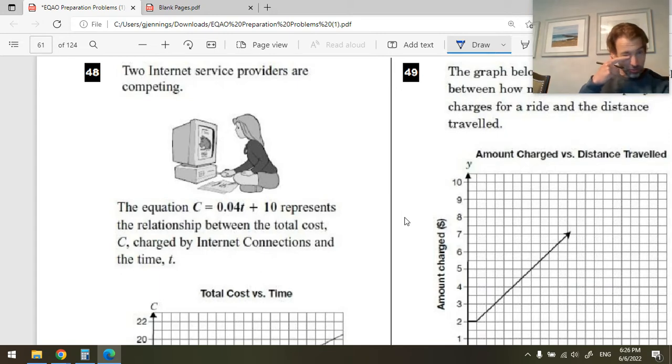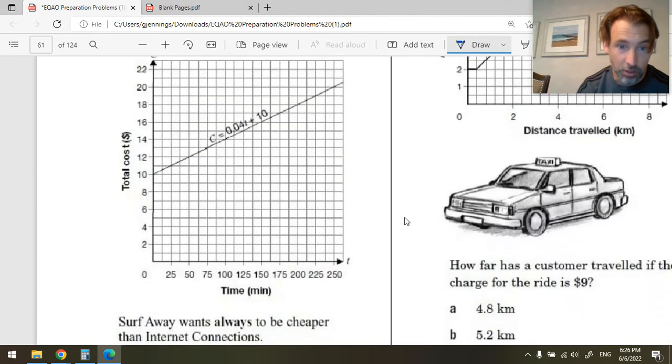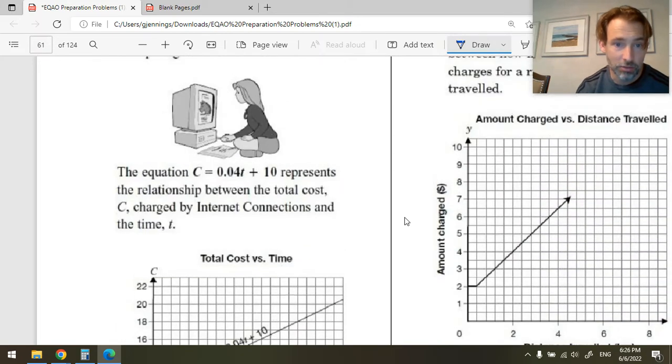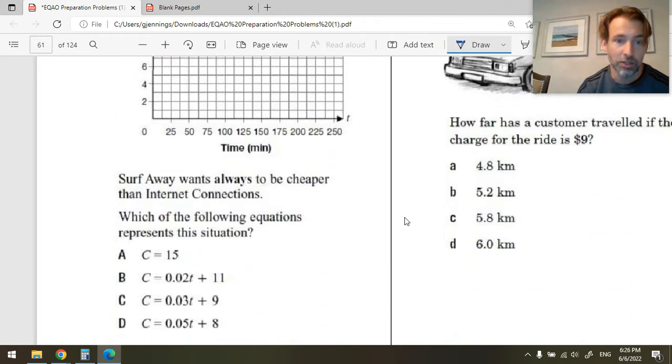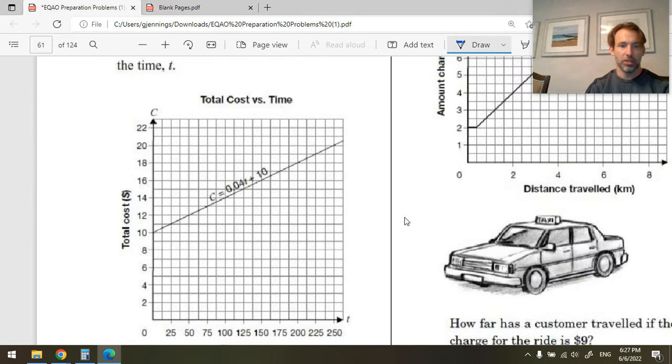Two internet service providers are competing. The equation cost is equal to 4 cents times t plus 10 is the relationship between the total cost charged by internet connections and the time t. Okay, they gave us the equation, super duper. And then they graphed it. Well, that's great. We've got a graph and an equation. Surfaway wants always to be cheaper than internet connections. Which of the following equations represents this situation?